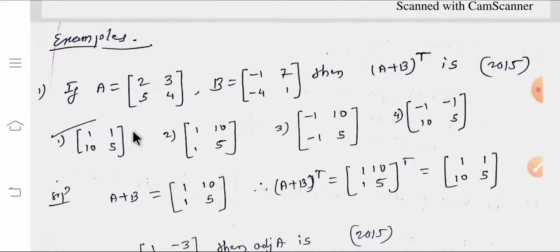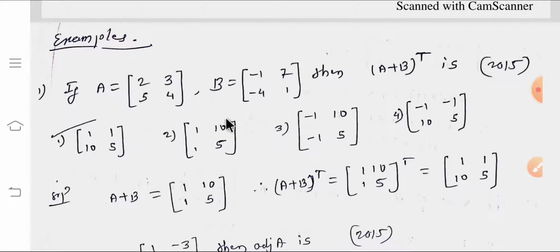So, first example. I have taken these examples from previous question papers. Suppose A equals the matrix [2, 3; 5, 4] and B equals the matrix [-1, 7; -4, 1]. Then (A plus B) transpose is, and the options are given.